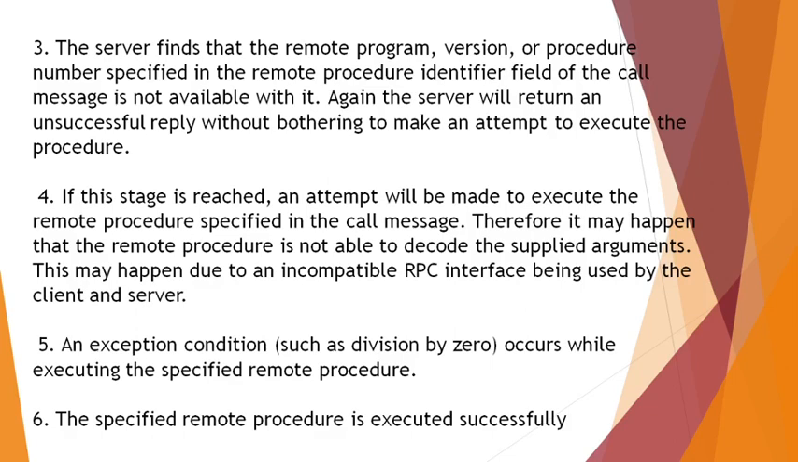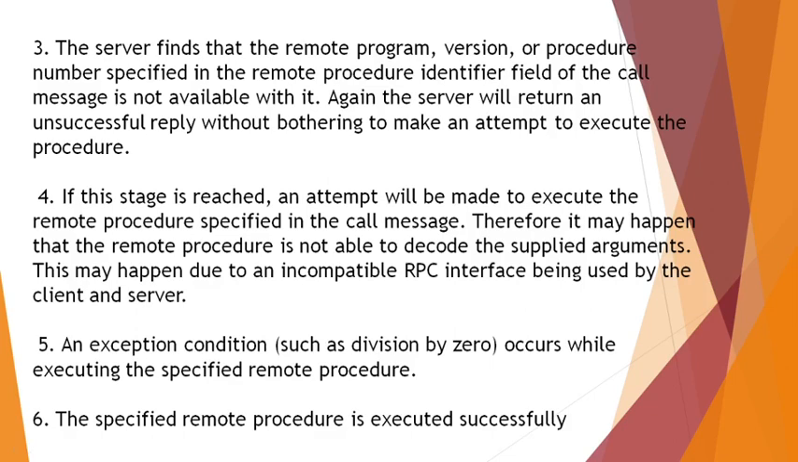If I have given some 100 as procedure number, and that procedure 100 is not there, in such a case also the server cannot execute that procedure. So again the server will return an unsuccessful reply. And the next stage is, if this stage is reached, meaning all the above stages are passed, an attempt will be made to execute the remote procedure specified in the call message.